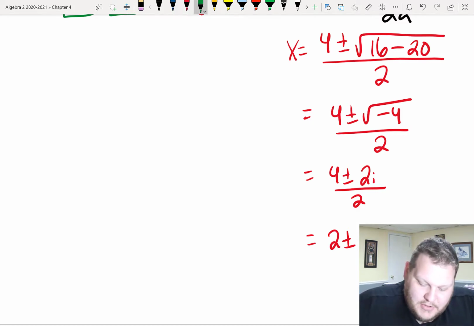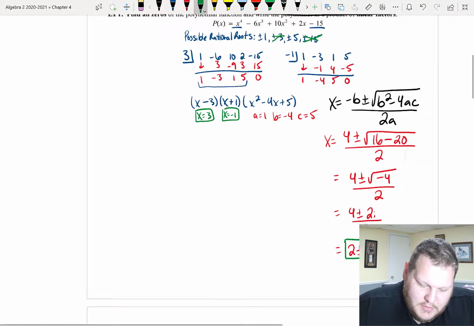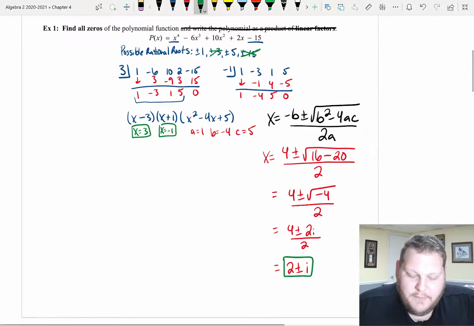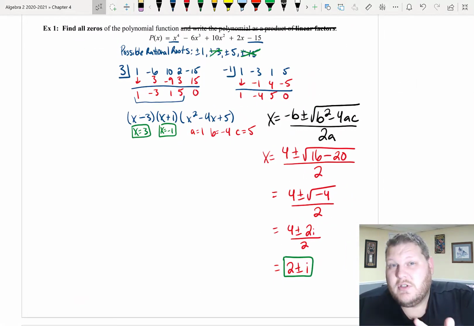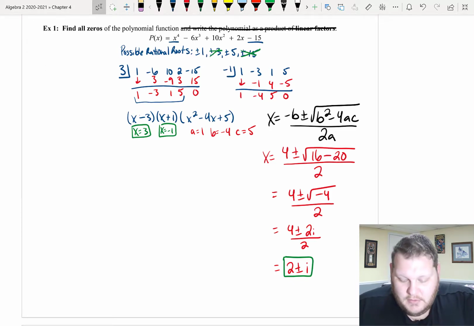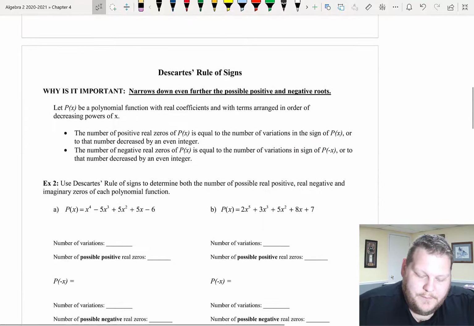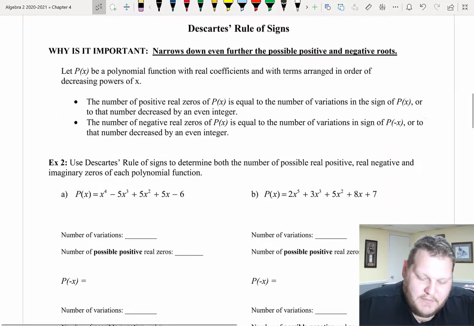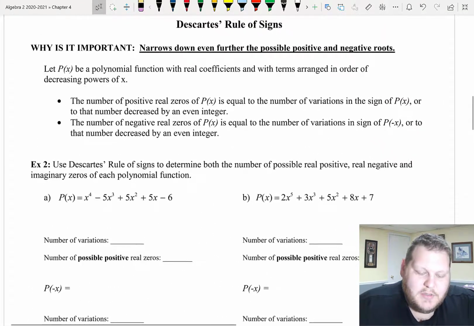And those are my last 2 roots, which makes sense looking at my original degree. I had degree 4. I had 2 solutions that were real numbers, and then 2 solutions that are imaginary, 2 plus or minus i. 2 plus i is our first one, 2 minus i is our second one, 3 is our third, -1 is our fourth. All right, so getting into the second half of this lesson is Descartes' rule of signs.